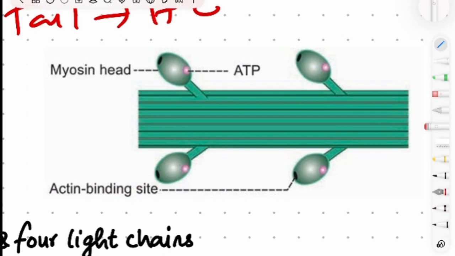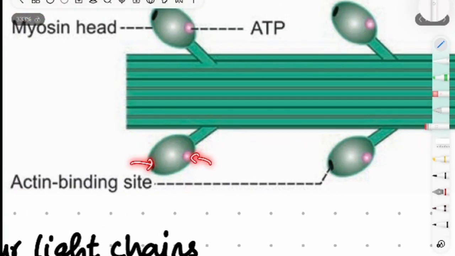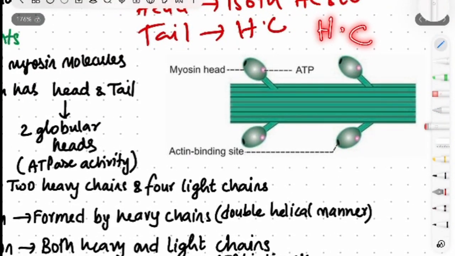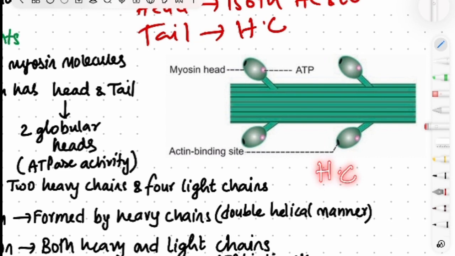I'll just revise roughly. It has a head and tail. It has two globular heads which have attachment sites for ATP as well as actin, and the head is formed by the heavy and light chains, and the tail is formed by heavy chains only.